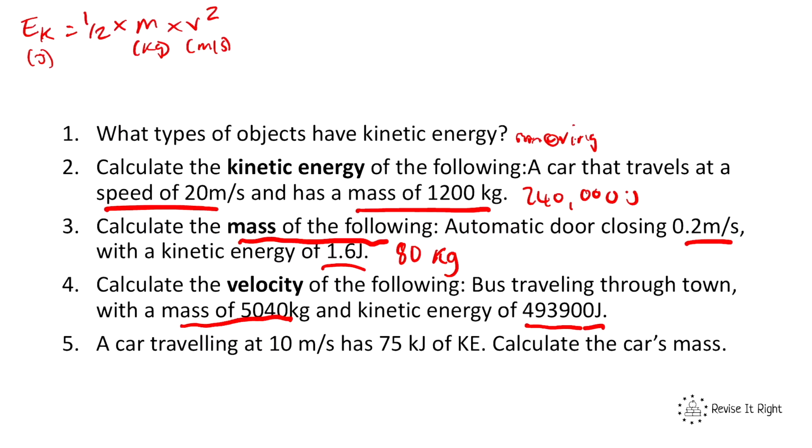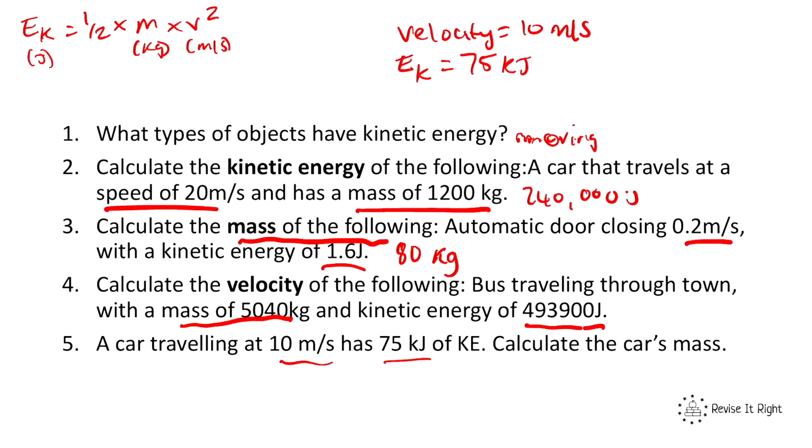And now let's do question 5. A car travelling at 10 meters per second has 75 kilojoules of kinetic energy. Calculate the car's mass. So we need to write down what we know. Velocity is equal to 10 meters per second, and that is in the correct units. And then kinetic energy is equal to 75 kilojoules.